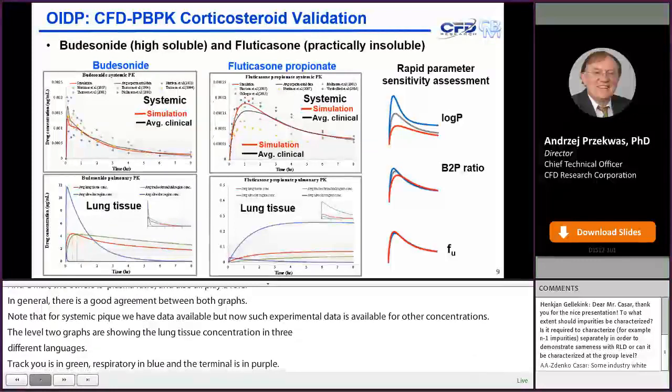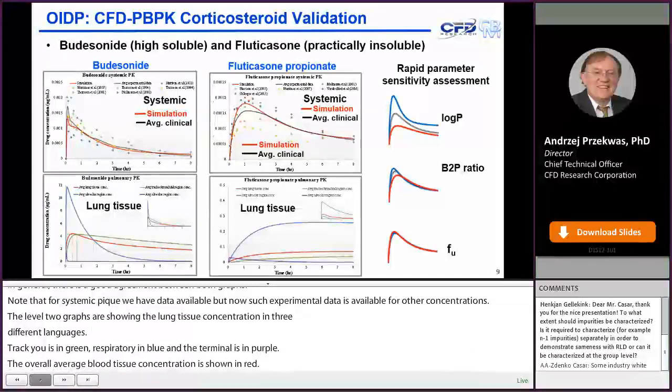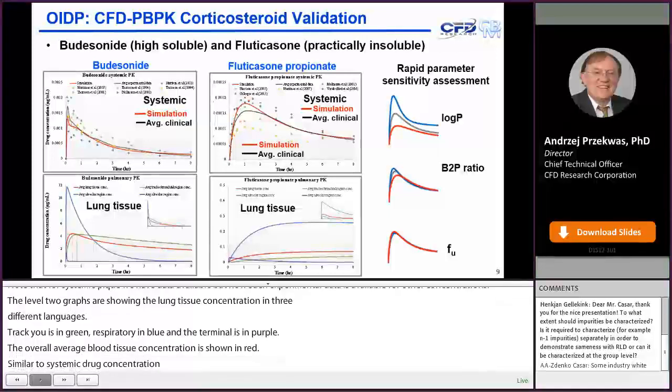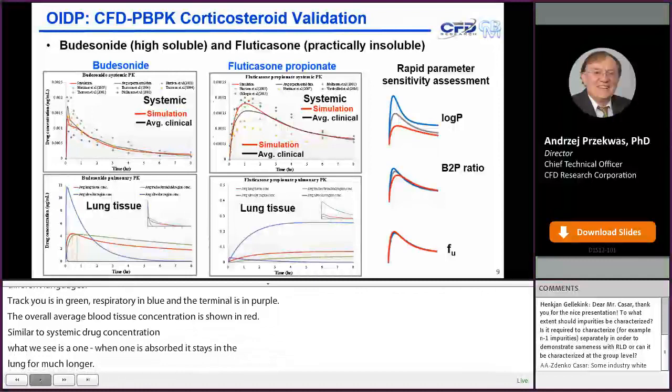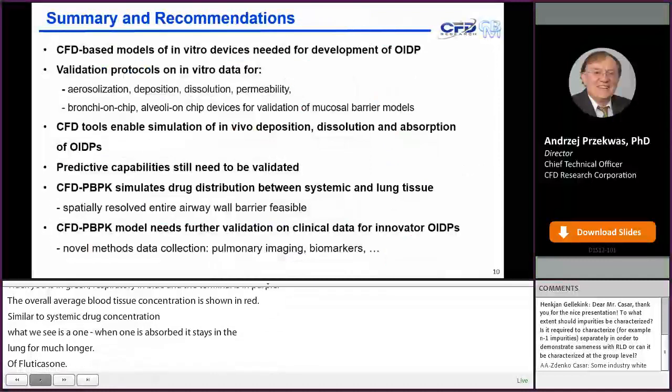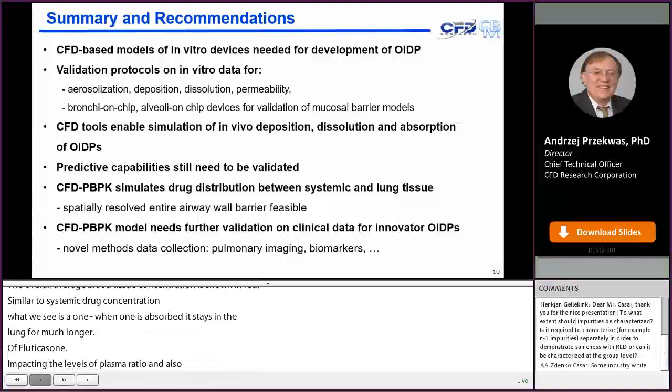Similar to systemic drug concentration, what we see here is that once fluticasone is absorbed, it stays in the lung for a much longer time compared to budesonide. The model also allows parametric sensitivity studies evaluating effects of log P, blood-to-plasma ratio, and a few others. As shown in this presentation, CFD models can support the development of orally inhaled drugs through better understanding of in vitro processes and in vivo pharmacology.